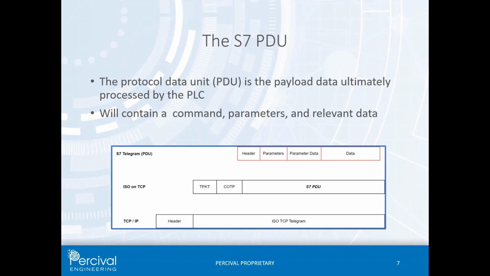Contained within the packetized stream mentioned a moment ago, the protocol data unit, or PDU, is the payload data that will ultimately get processed by the PLC. This will contain identifying information about the request. It'll have a command, parameters, and relevant data.